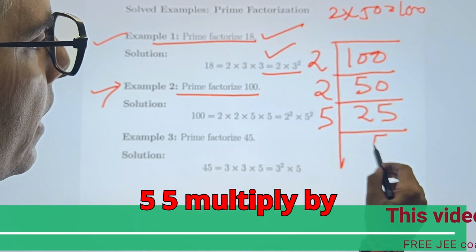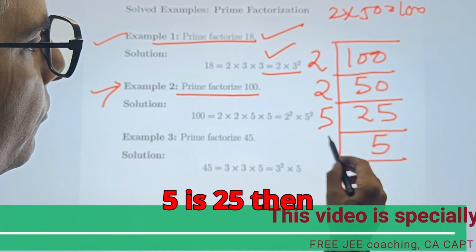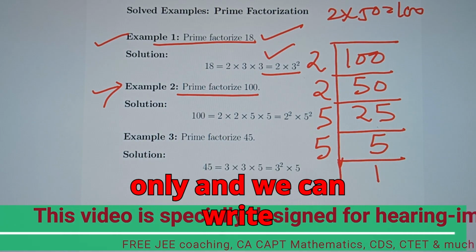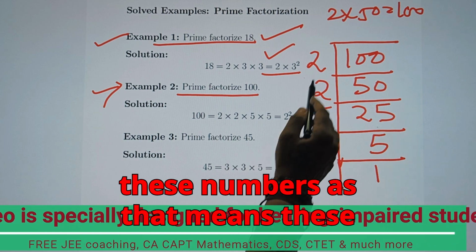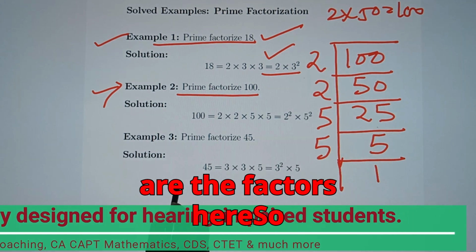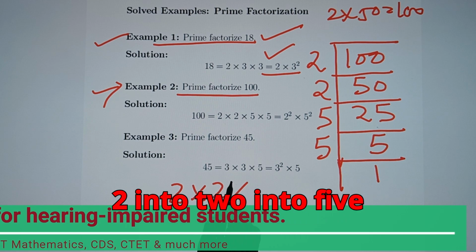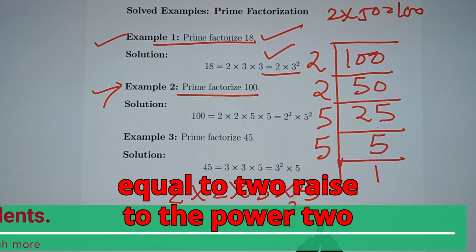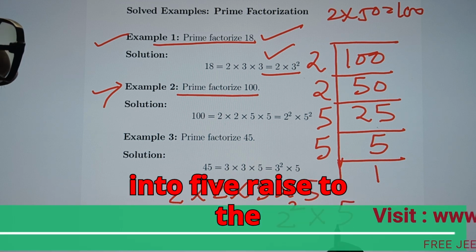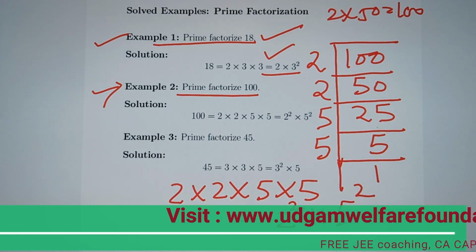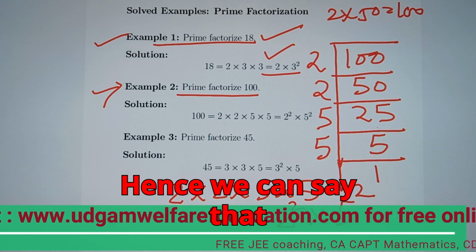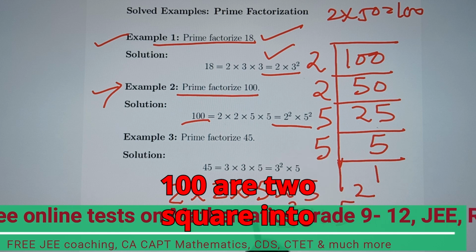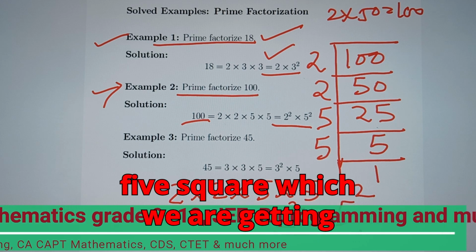Then 5. 5 multiplied by 5 is 25. Then 5 can be divisible by itself only. And we can write these numbers as, that means these are the factors here. So 2 into 2 into 5 into 5. So this is equal to 2 raised to the power 2 into 5 raised to the power 2. Hence we can say that prime factors of 100 are 2 square into 5 square, which we are getting here.